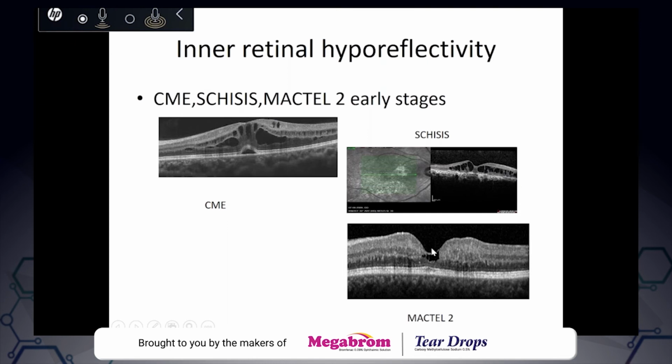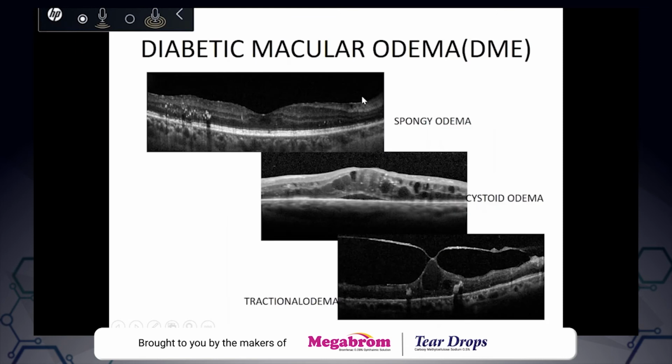But look at this, another cause of inner retinal hyperreflectivity. You can see the inner retina is damaged here, and only the ILM is hanging there. The ILM is draped here, and this is an early stage of macular or parafoveal telangiectasia. So this change is called ILM draping in macular telangiectasia. So inner retinal hyperreflectivity may be CME, or schisis, or macular telangiectasia, which is producing this.